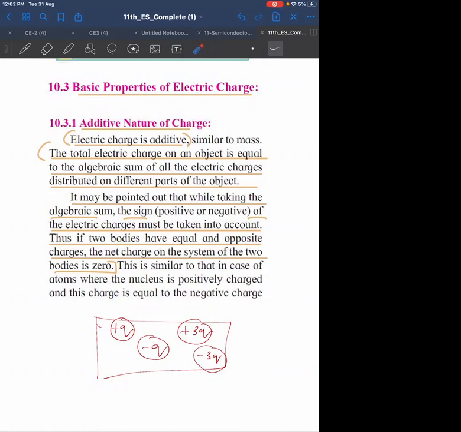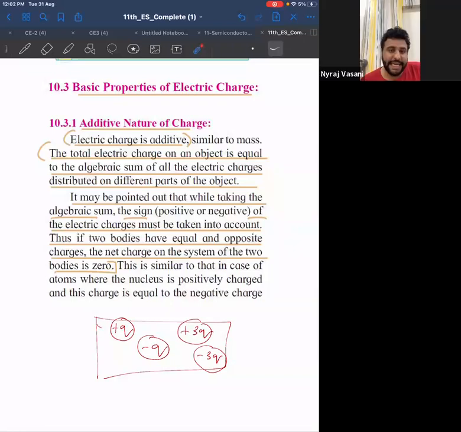Sir, what do you mean by that, electric charge is additive? It means I can add electric charges like how I add numbers. That way. It means that. Okay, sir.